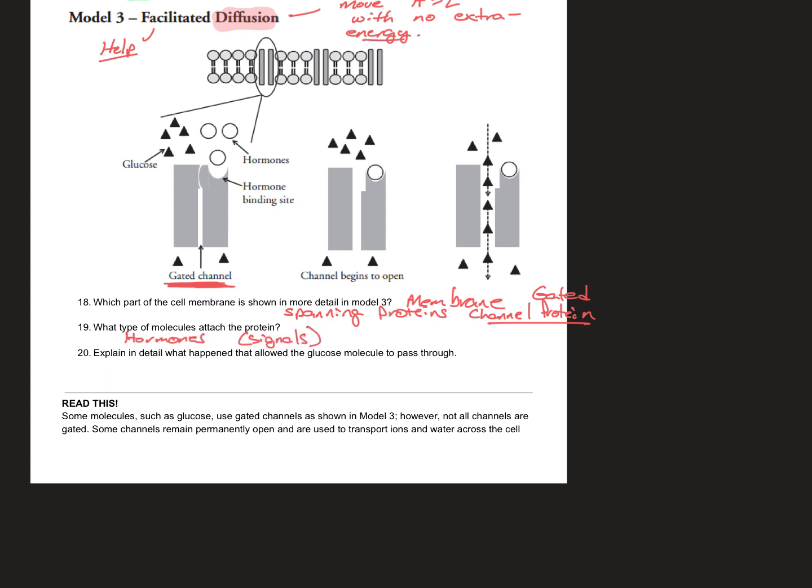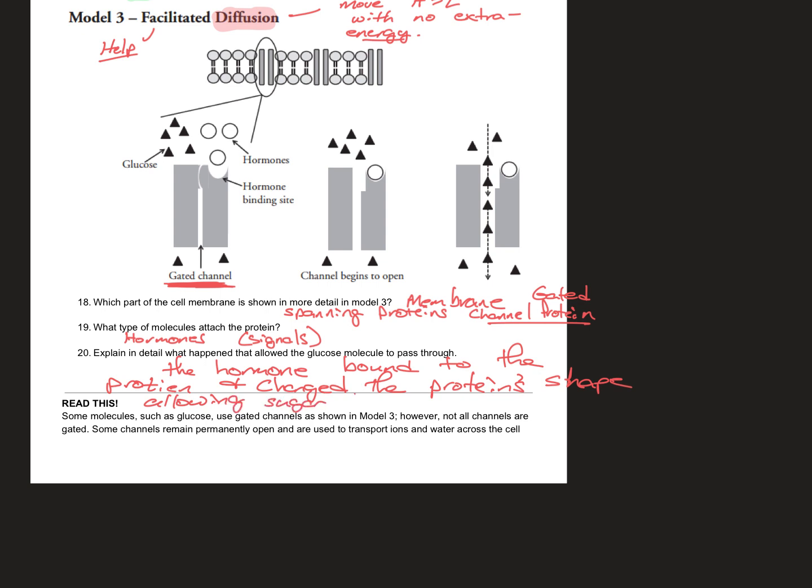Explain in detail what happened to allow the glucose molecule to pass through. The signal, the hormone, bound to the protein and changed the protein's shape, allowing sugar to come in.